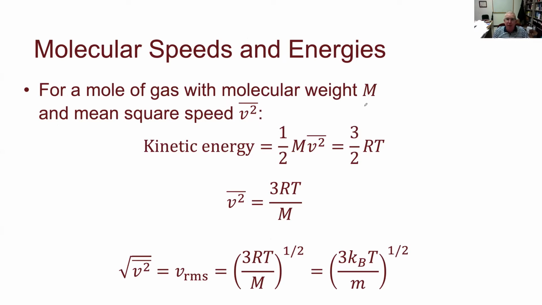That works out. Take that equation and solve it for the average of the square of the speed, v squared with the bar, and you get 3RT over M. Okay, take that and take the square root of it, and you get a quantity which is called the root mean square speed, or v_rms. That thing says, well, take that v squared with the bar, that's the average of v squared.